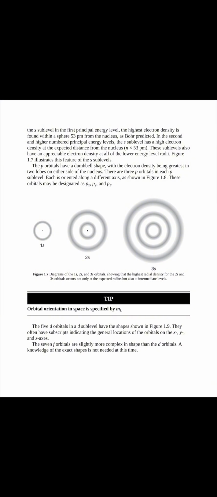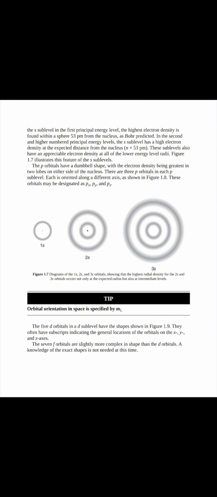In the second and higher numbered principal energy levels, the s sublevel has a high electron density at the expected distance from the nucleus, which is the principal energy level number multiplied by 53 picometers. These sublevels also show an appreciable electron density at all of the lower energy level radii. Figure 1.7 illustrates this feature of the s sublevels.